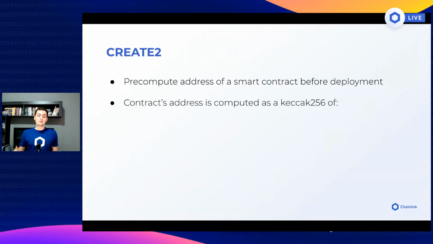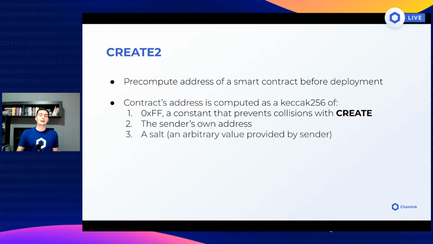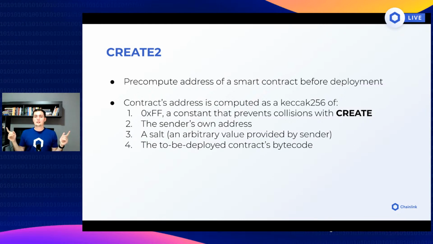So how is the contract address computed using the Create2 opcode? If we remember the Create opcode, it's a keccak256 of the sender address and nonce, but with Create2, it's a keccak256 of 4 parameters. First is 0xFF, a constant just to prevent collisions with the Create opcode. Then we have the sender address, same as with Create. Then we have the salt, an arbitrary value provided by the sender, and you can change that salt to find your special smart contract address. And finally, the contract's bytecode to be deployed is the 4th parameter to be keccak256 hashed, and this is how we get our unique smart contract address.